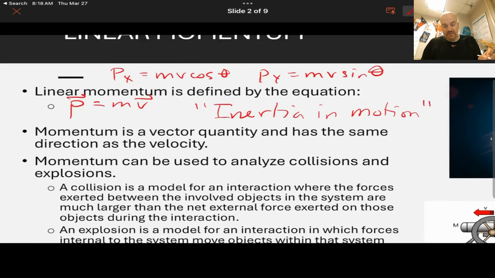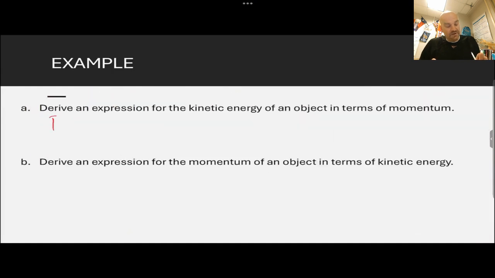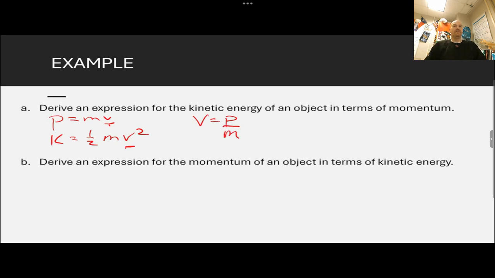If we take the two equations, P equals mv and K equals 1/2 mv squared, note that they both have v in them, and that's going to be our defining factor. In part A, I'm going to take the momentum equation and solve it for v. Then I'm going to take this and plug it in for v squared.